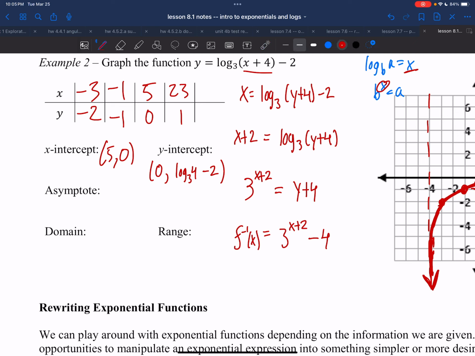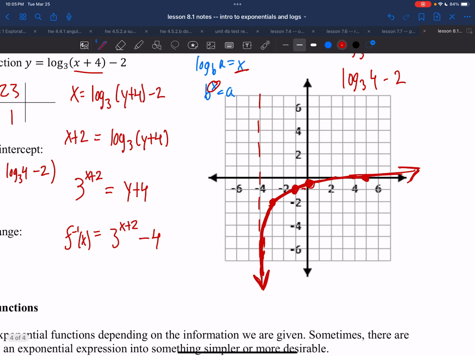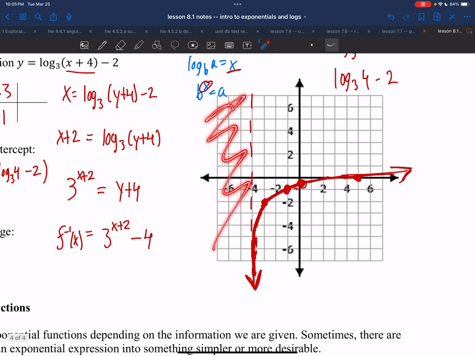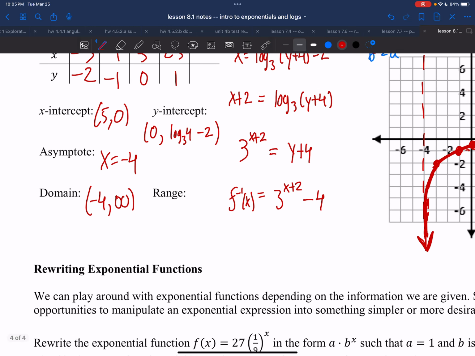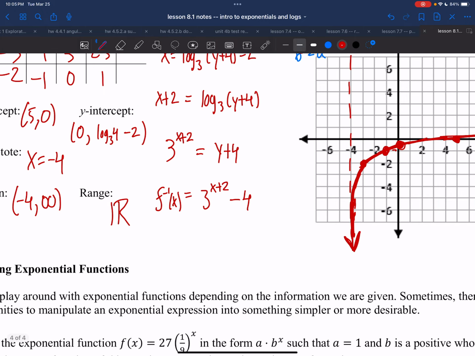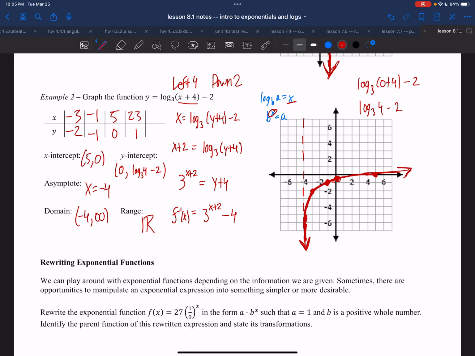Your asymptote, as we said, is at -4. Your domain goes from -4 to infinity because there is no graph prior to the asymptote, so it goes from -4 and on, and the range is all real numbers because it goes up and down forever. And there we go. That's the logarithmic function.